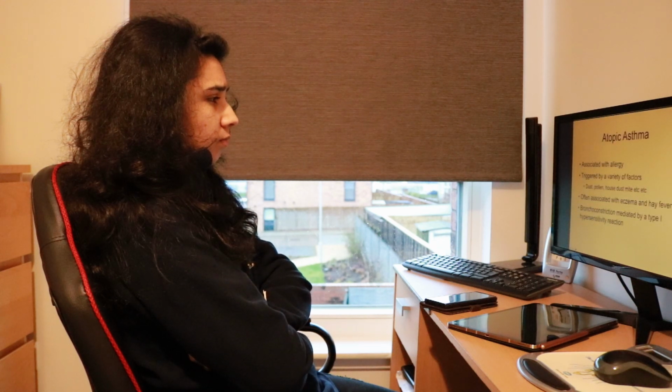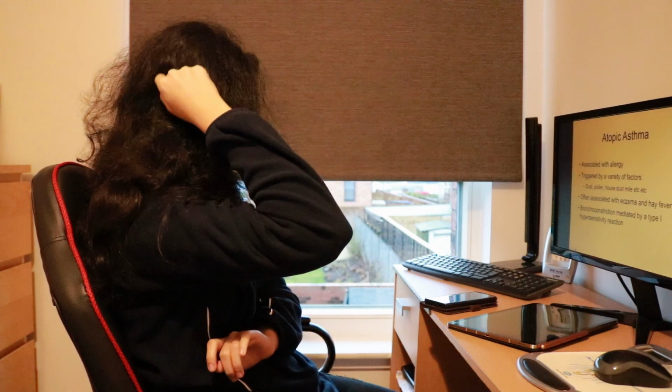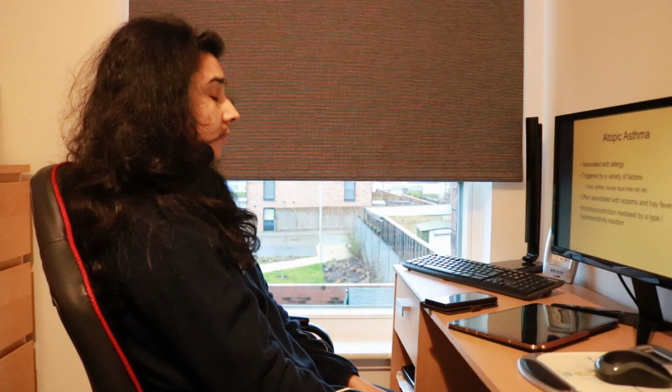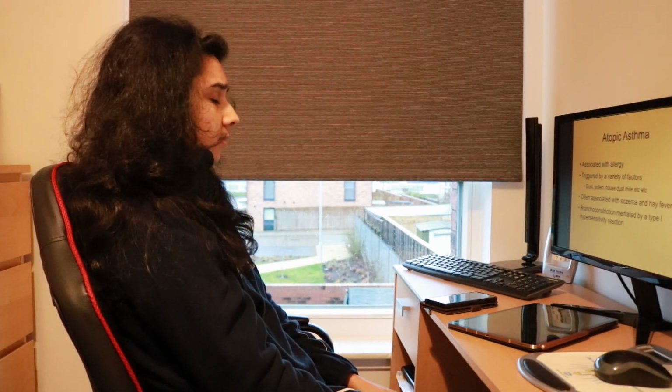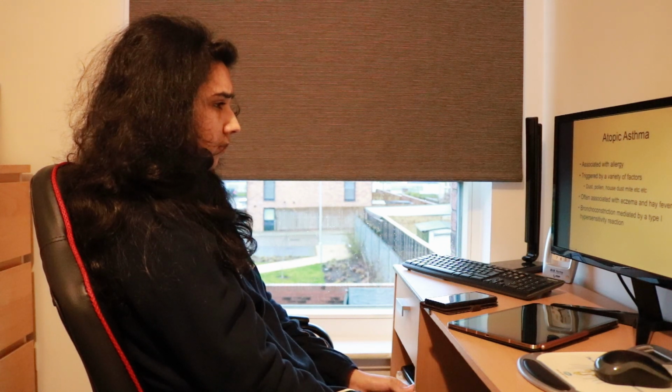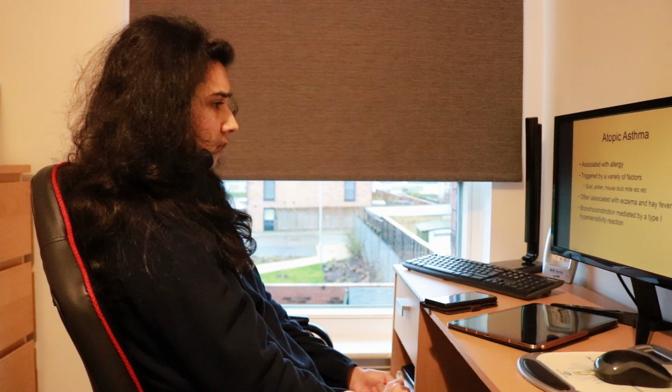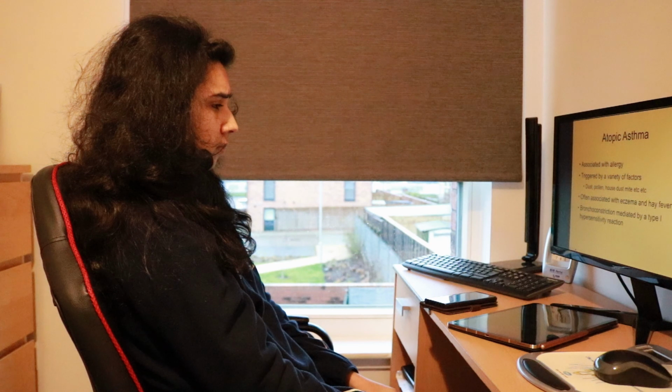The commonest form of asthma is atopic asthma. This is associated with allergy and can be triggered by a variety of factors, such as dusts, pollen, house dust mite, etc. In individual patients, this may be associated with atopic eczema and also hay fever, and some people have all three. In these patients, bronchoconstriction is mediated by a type 1 hypersensitivity reaction. That's a reaction related to IgE antibodies, and I'll talk about that in a moment.